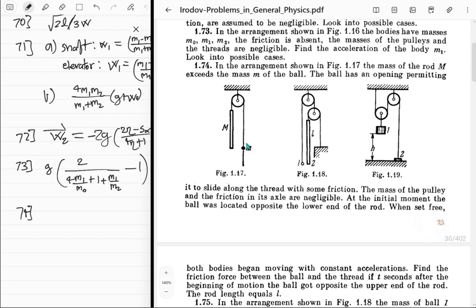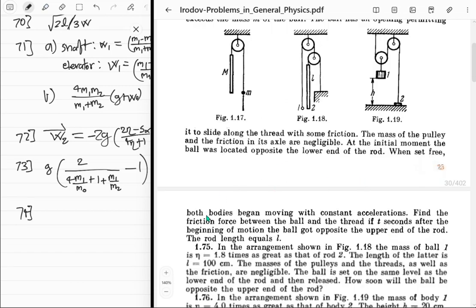And the friction in its axle. Okay, those are okay. So it's like frictionless string. That's kind of weird. At the initial moment, the ball was located opposite the lower end of the rod. When set free, both bodies begin moving with constant acceleration. Cool. Find the friction force between the ball and the thread if t seconds.